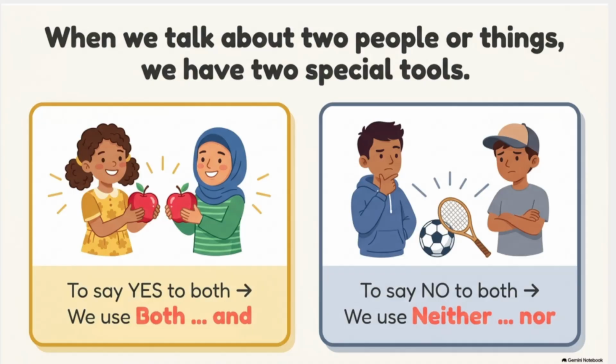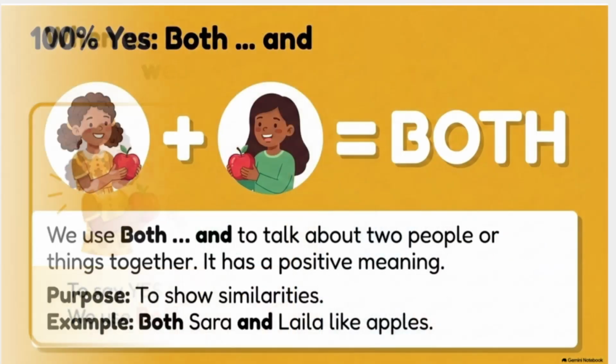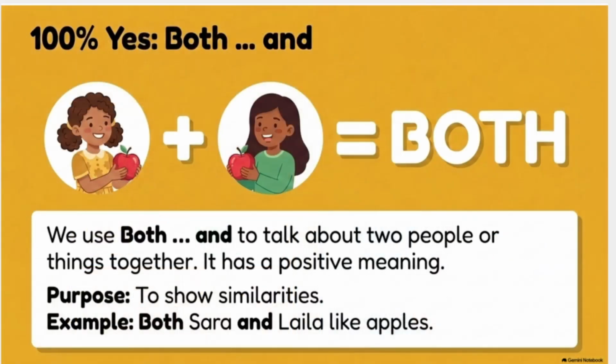So remember this simple idea. Both and means yes to the two. Neither nor means no to the two. Let's look at each structure more carefully. Both, 100% yes. We use both and to talk about two people or two things that have the same positive situation. Think of it as person 1 plus person 2 equals both.